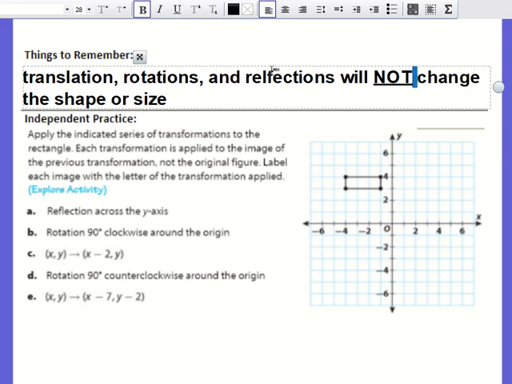Okay, so remember we talked about this a couple times. If it's 3 units, it'll be 3 units. If it's 4 units, it'll be 4 units. I've talked about that when we were doing 9-1, 9-2, and 9-3.